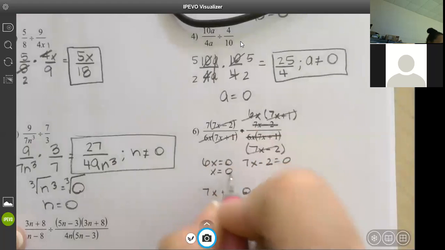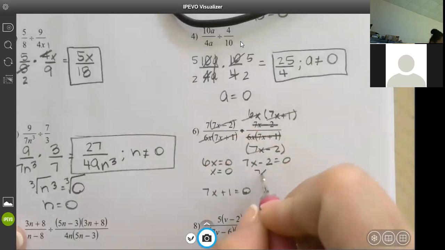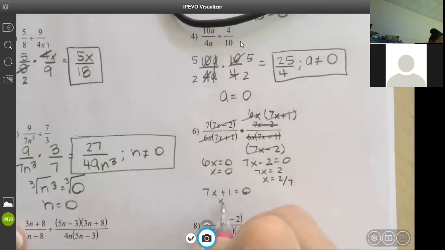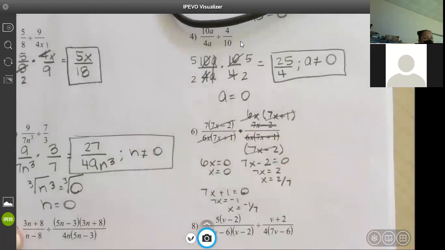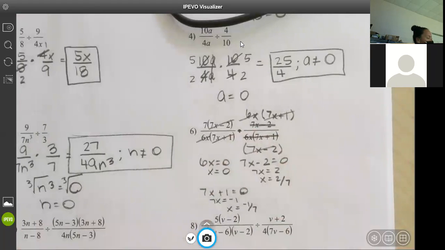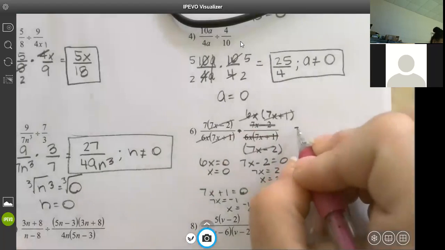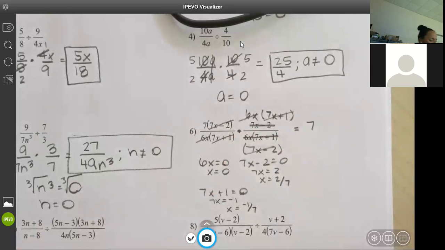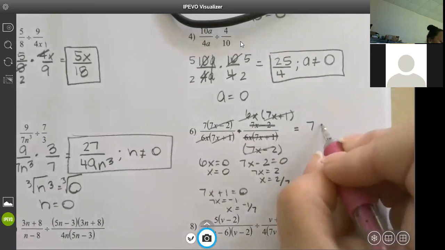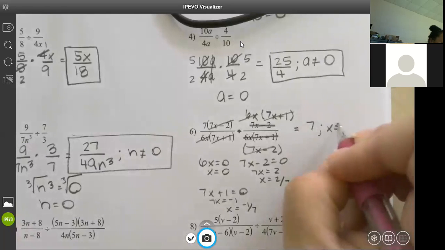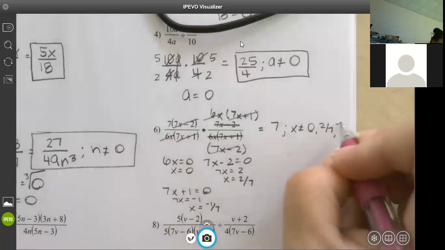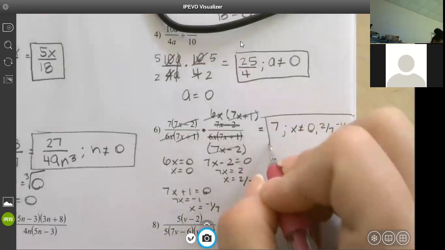The first one is just going to give you 0. The second one we add 2, divide by 7. The third one we subtract 1, divide by 7. So there's your holes at 0, 2/7, and -1/7. Across the top, the only thing we didn't mark out is a 7. On the bottom, we marked out everything. So 7 is all we have left. But then we have points of discontinuity at 0, 2/7, and -1/7. That's your final answer.